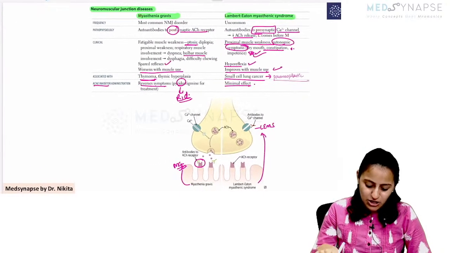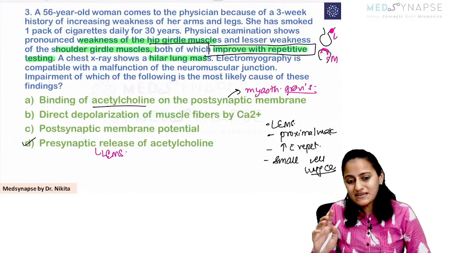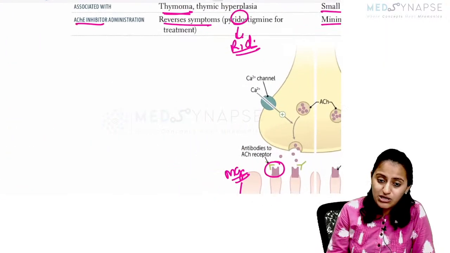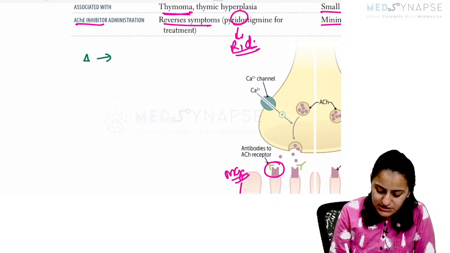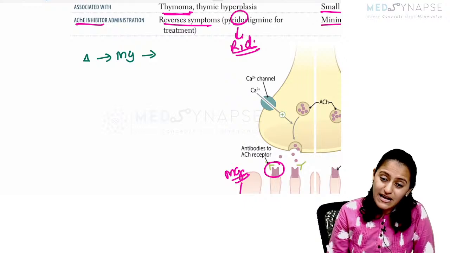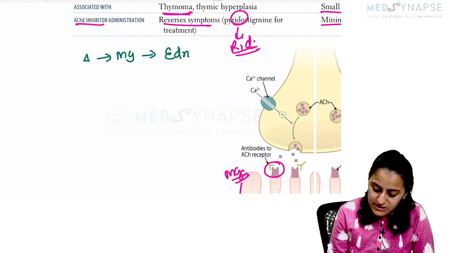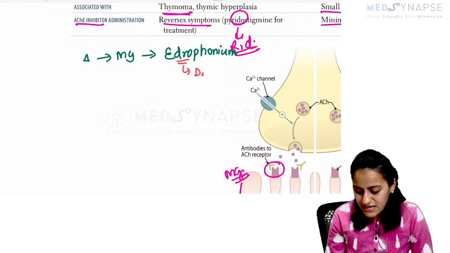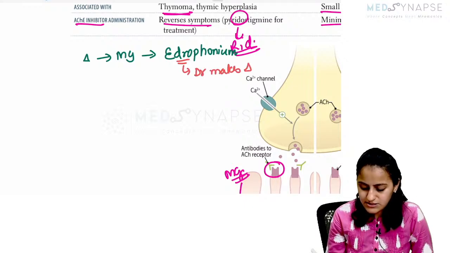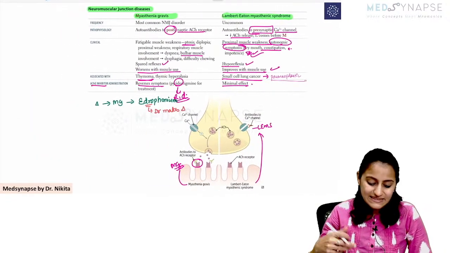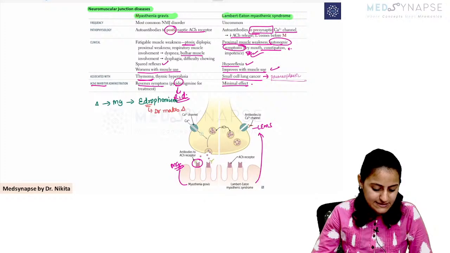So this is about your third question. Myasthenia is very, very important. What drug do we use in the diagnosis of myasthenia and what drug do we use in the treatment? Treatment we have seen is pyridostigmine. For diagnosis of myasthenia gravis, the drug that we use is edrophonium. It's a short-acting acetylcholine esterase inhibitor. Remember, DR, doctor makes the diagnosis. Edrophonium, DR, doctor makes the diagnosis. The Tensilon test is what it is called.